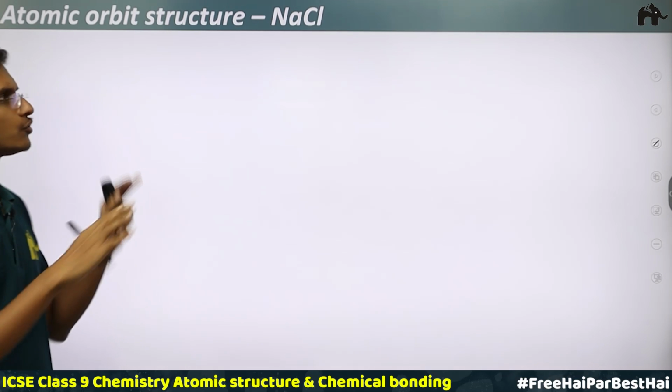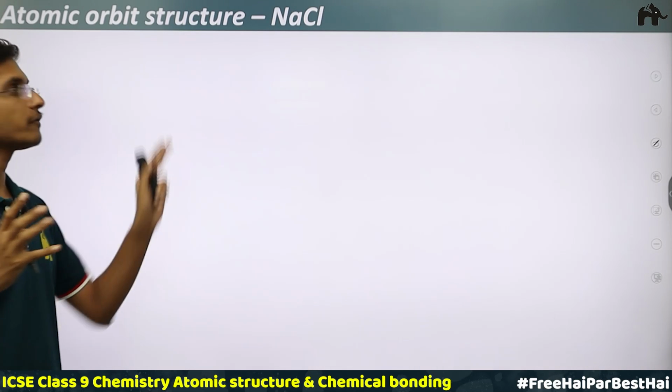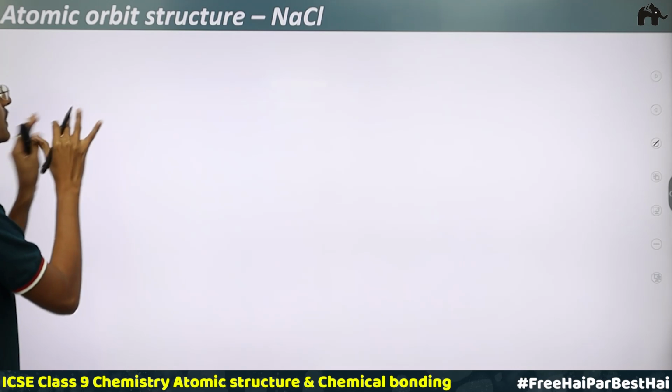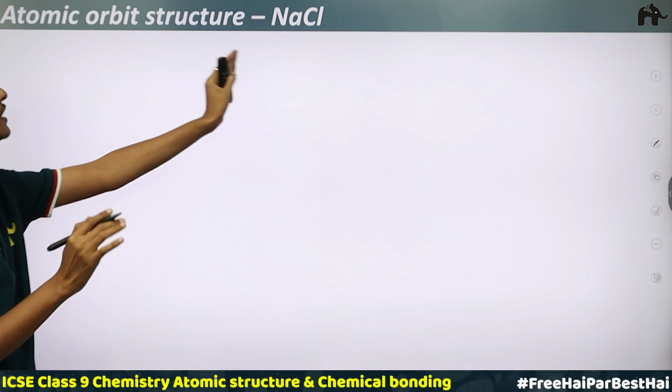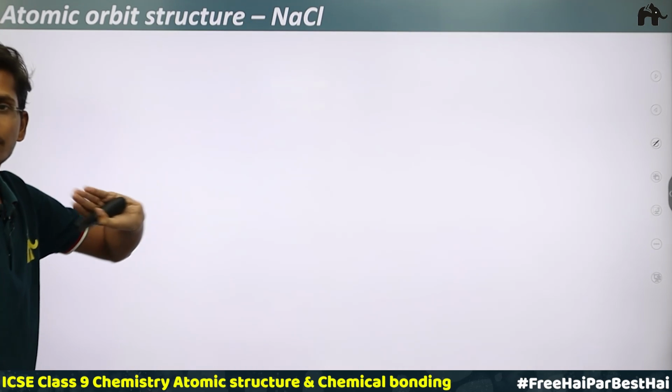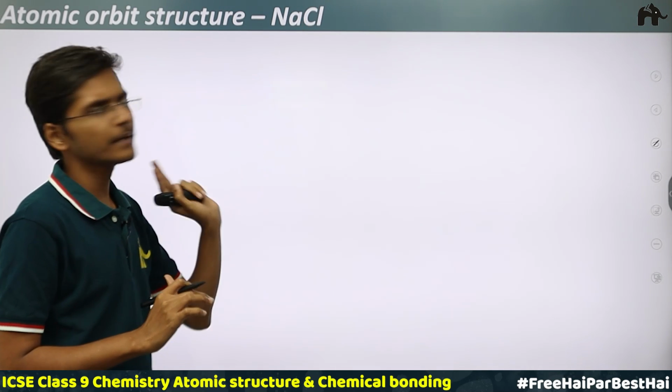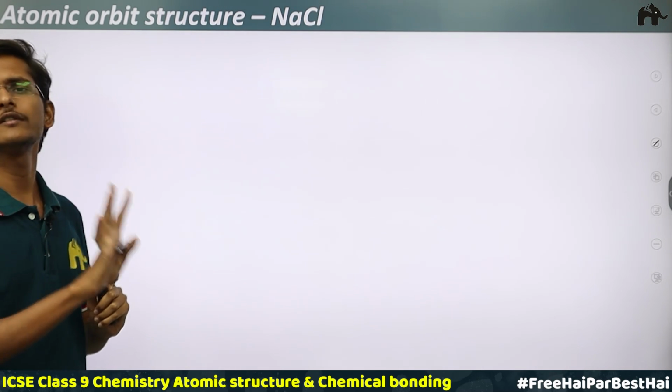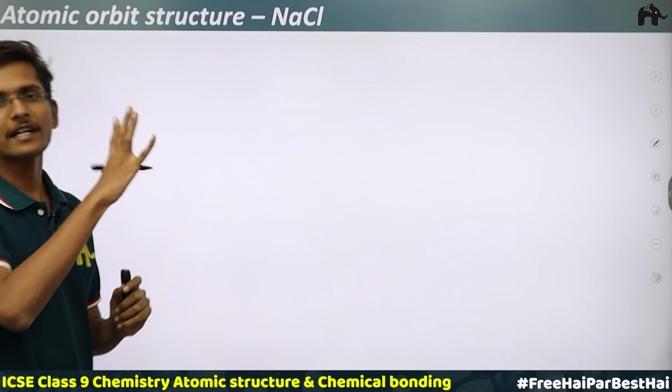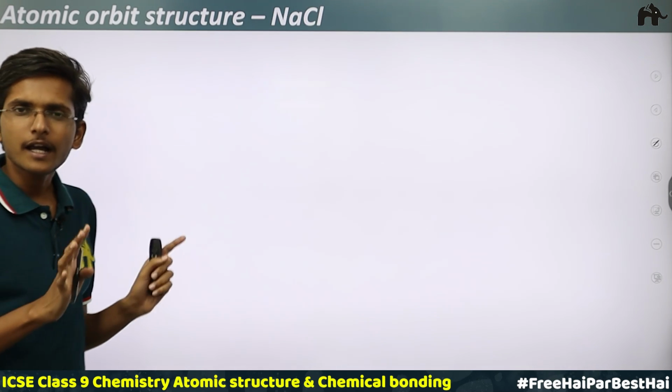It's very simple to draw this atomic orbit structure. If anyone asks you to draw the atomic orbit structure for the formation of NaCl, first you have to start with the elements from which that particular compound is formed. So here sodium and chlorine, these are the two elements. So first we will draw the sodium atom and chlorine atom. And how are we going to draw?